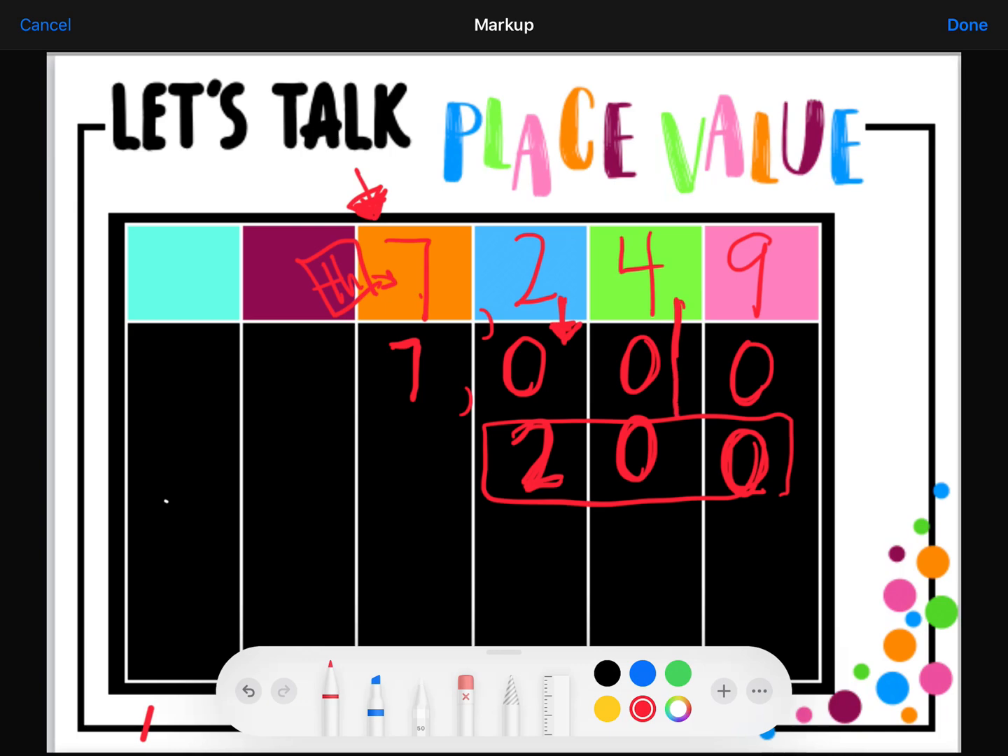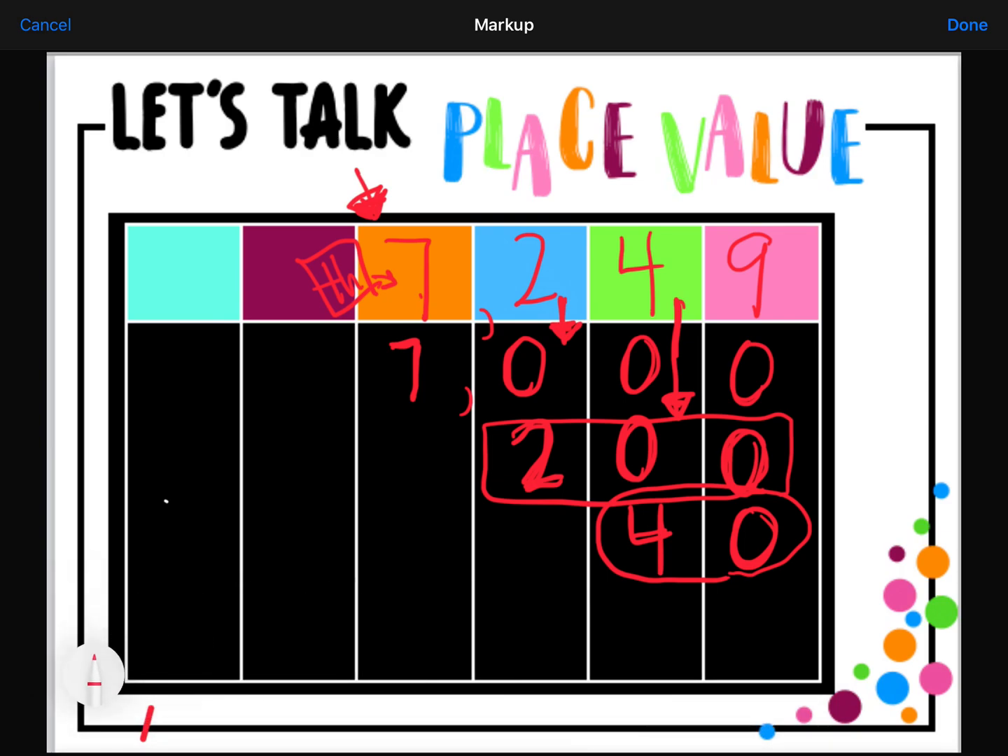Come down to the next one, shake the 4 all the way down. And now there's one more spot, so there's a 0. That 4 is in the 40s, because I have 4 tens. So 10, 20, 30, 40. And then this 9 comes on down, and it's in the 1 spot, so there's nothing over here. So there's no 0, so it's just worth 9.